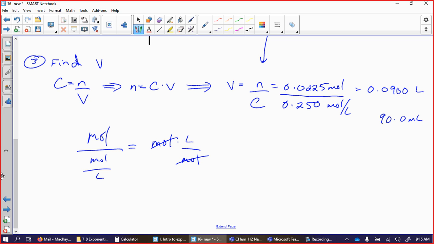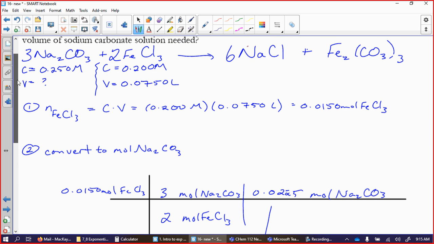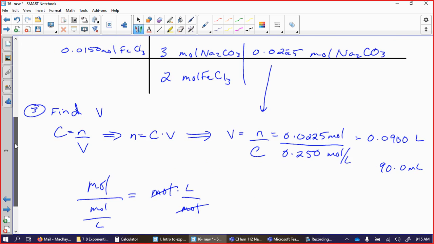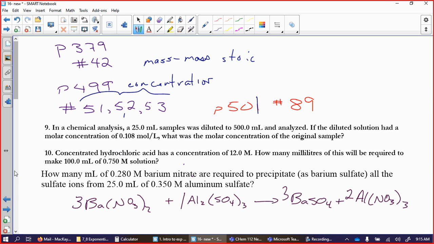So other than the fact that the equations are slightly different, it's just a variation on a theme. I'll put those questions in. 9 is a dilution, 10 is dilution, and that last one that doesn't really have a number is a stoichiometry question.